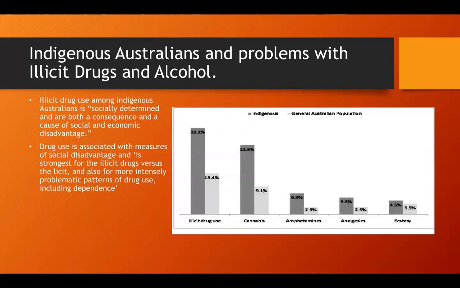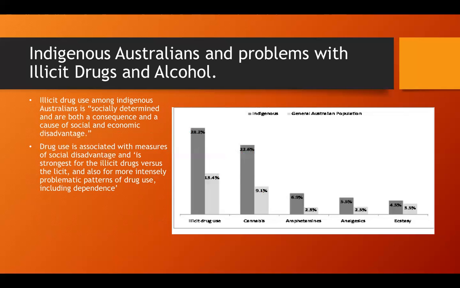So drug use is associated with measures of social disadvantage and is the strongest for the illicit drugs versus the licit, and also for more intensely problematic patterns of drug use, including dependence. So this means that people that take illicit drugs especially become dependent on drugs in their life. So that means that they have to take them roughly every 24 to 48 hours.